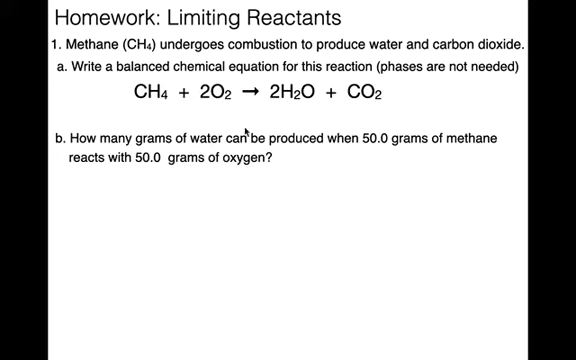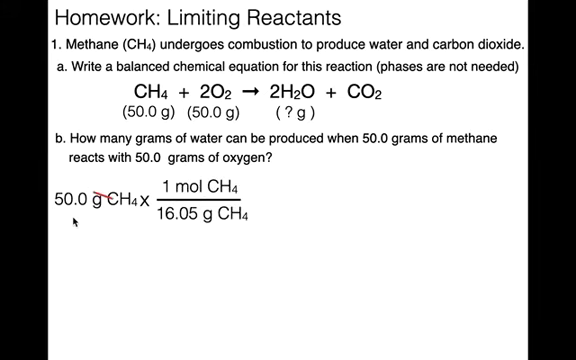All right, so let's summarize this question like we would do in a stoichiometry problem. We have 50 grams of methane, 50 grams of oxygen, and the question is asking us how many grams of water can we make. So we're going to have to first convert the grams of methane to grams of water, see how much the methane can make, and then do the exact same thing with the oxygen, see how much water the oxygen can make, and then compare the two. Okay, so the 50 grams of methane, we'll convert that to grams of water.